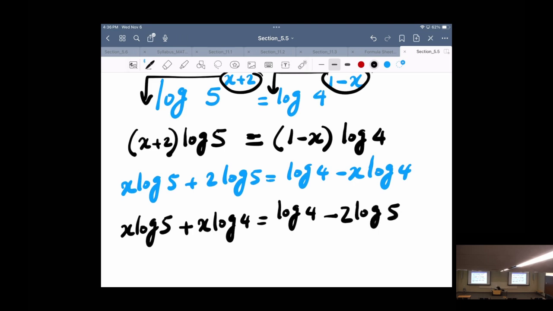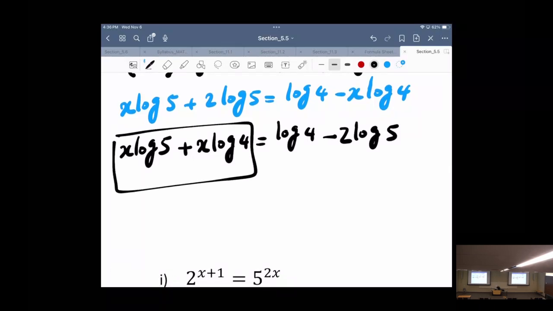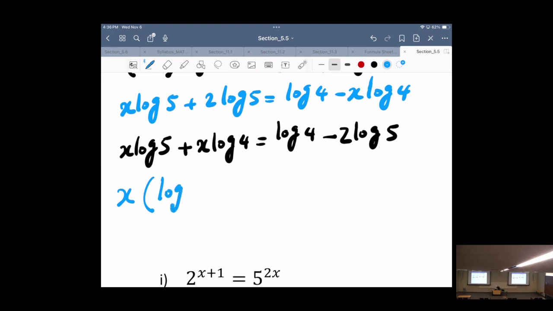Okay. Now we're a little bit closer to solving for x. So what do we do now? We're solving for x, and x is occurring in 2 terms. Well, solving means isolating the variable. So in order to solve this variable, we need to factor it out. So let's do that. We say factor x out, and inside the parentheses, we have log 5 plus log 4.